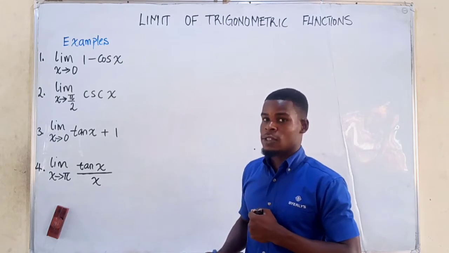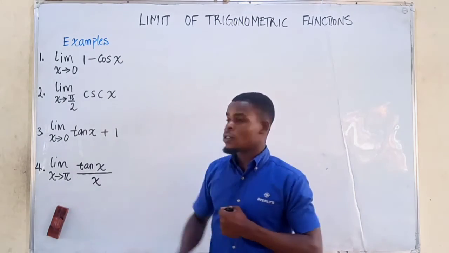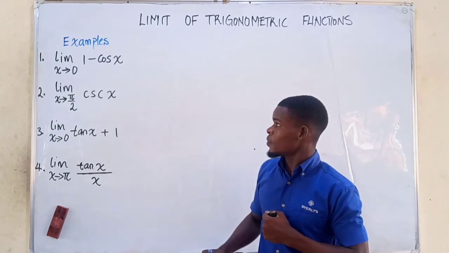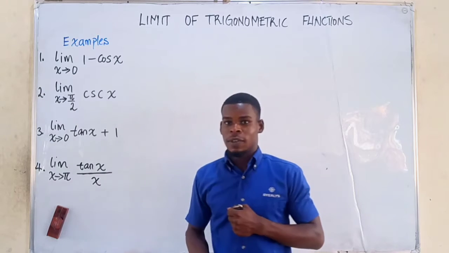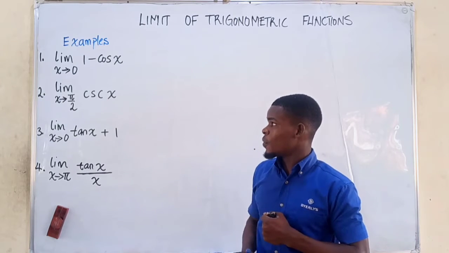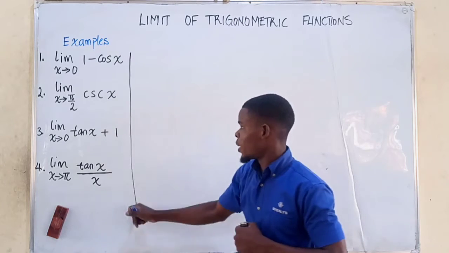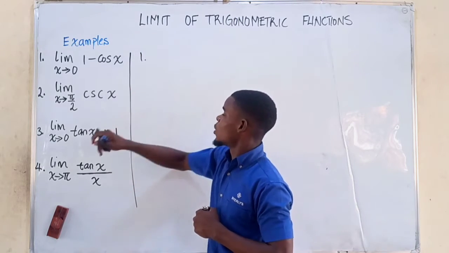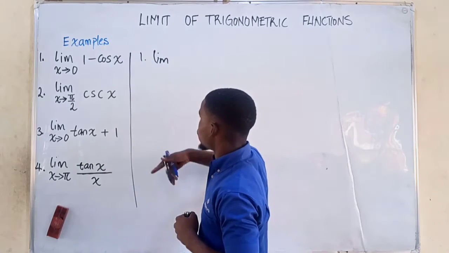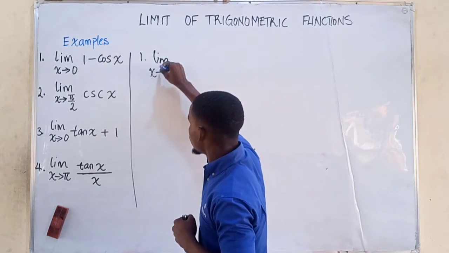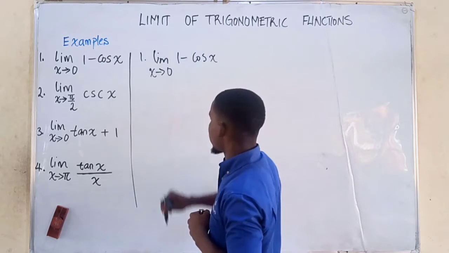All right, let's continue. So we have the limit as x tends to 0 of 1 minus cosine of x. Well, we just need to plug in the value x is approaching into the function and see if it's going to give us some result that makes sense. So we look at the first one, the limit as x approaches 0 of 1 minus cosine of x.